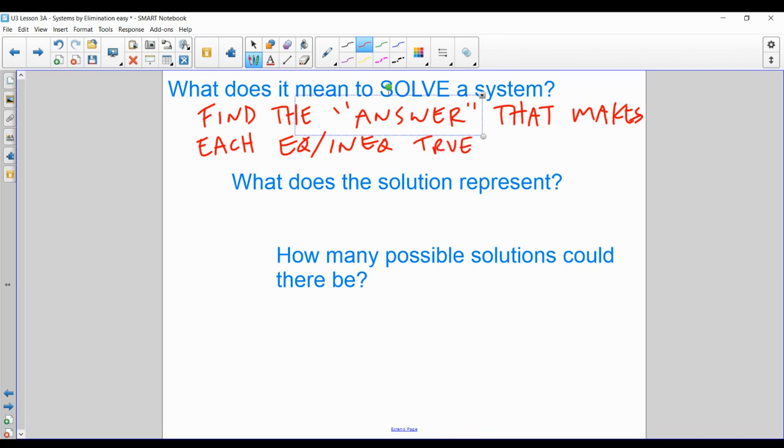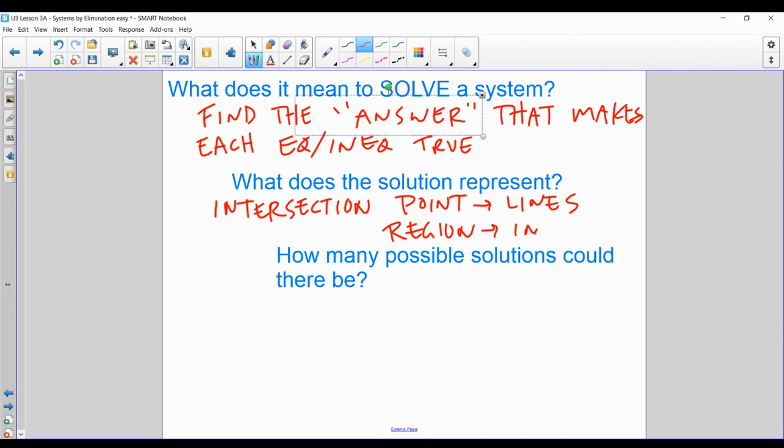Okay, what does the solution represent? Well, it represents the answer. And what is it? So it's the intersection point if it's just lines, or the intersection region if it's inequalities.